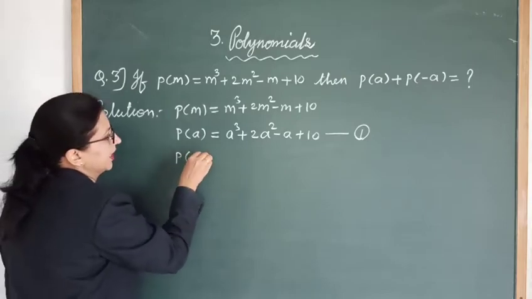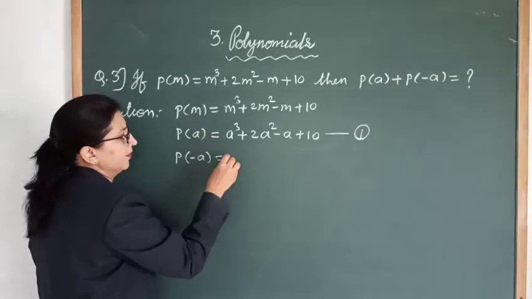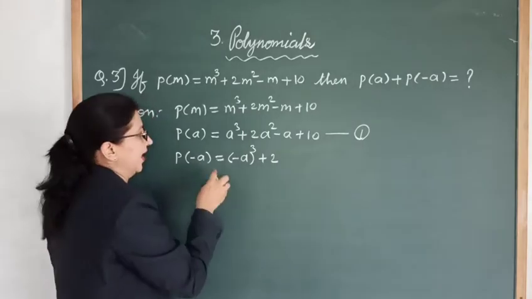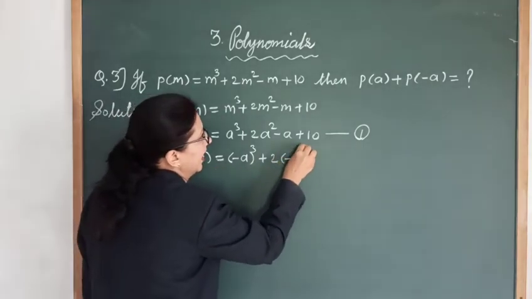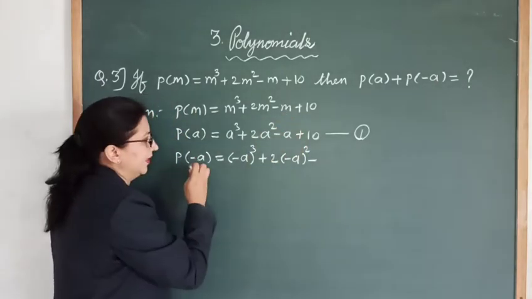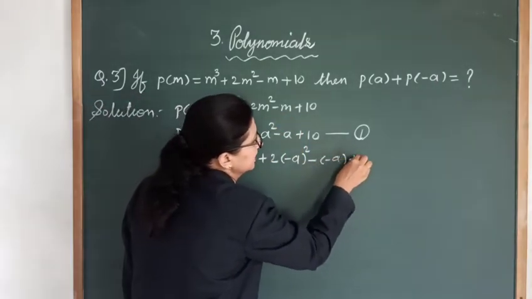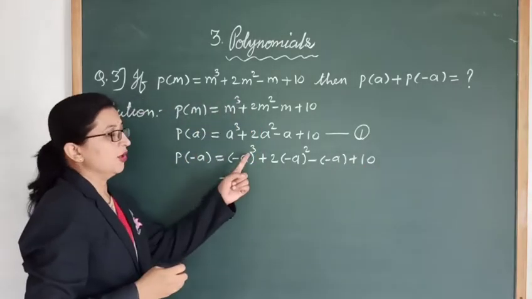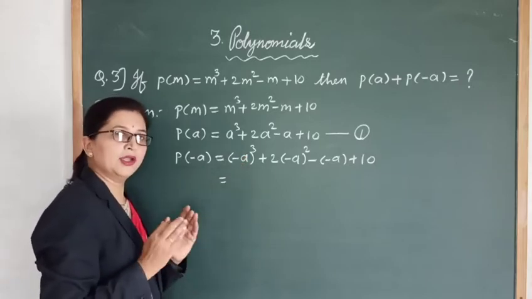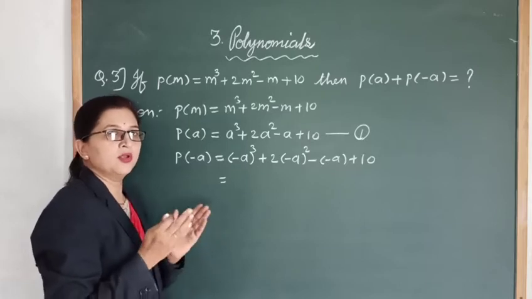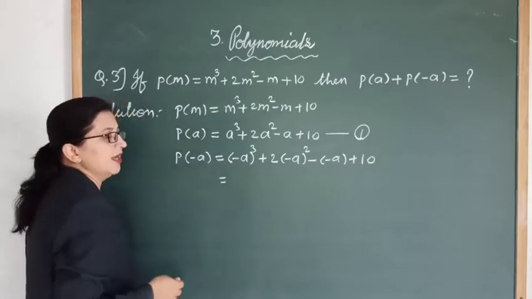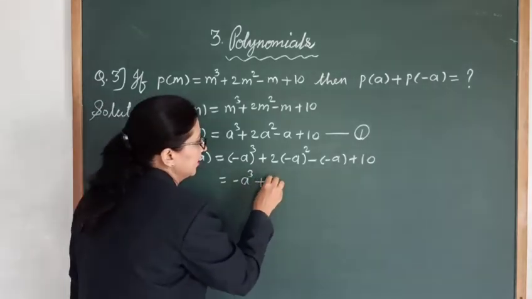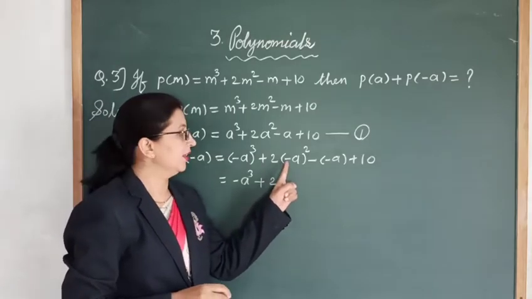So p of negative a is equal to, now here m³ means (negative a)³, plus 2m². m² means (negative a)², minus a, that is negative a, plus 10. Now let's write down this value. Here, the cube of negative a. We know that the cube of a negative number is negative, and the cube of a positive number is positive. So here the cube of negative a will be negative a³, plus 2.